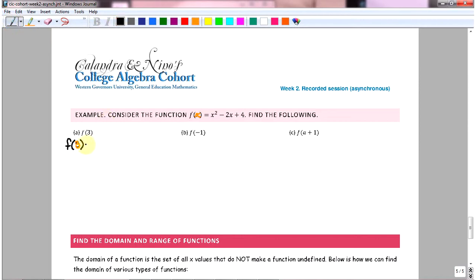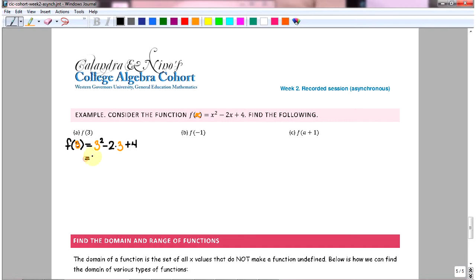So on the right side of the equation we do the same thing. Instead of just x squared, we're now going to have that number 3 being squared, because that's what the function's telling us to do. The function's also saying whatever your input is, we're going to do minus 2 times the input. So minus 2 times our input, which is 3. And then we have a plus 4 on the end, so we keep that plus 4.